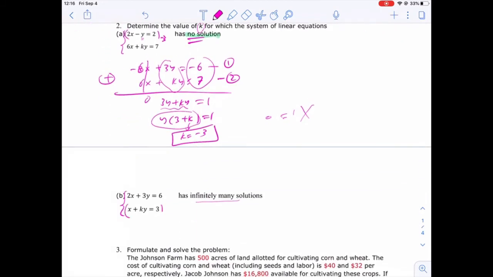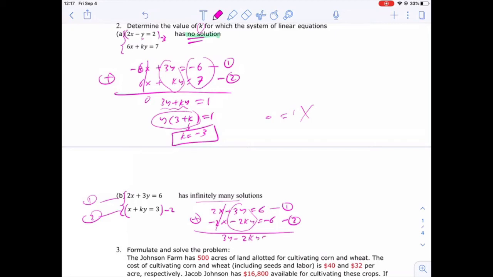If we multiply the second equation by -2 to eliminate x, this is equation 1, this is equation 2, we get 2x plus 3y equals 6. This is the first equation, and the second equation becomes -2x - 2ky equals -6. And then we add them. This is 0. Now the second part is 3y minus 2ky equals, the right hand side is 0.